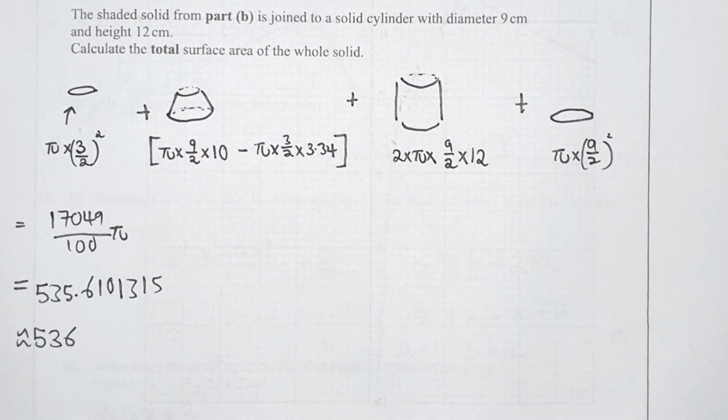As for section C, they wanted the surface area of the whole solid. So first we have pi times 3 over 2 square, which is the top of this shape. Then we have the curved surface area, which is pi times 9 over 2 times 10 minus pi times 3 over 2 times 3.34. Then you will get the curve of this shape. Then plus the solid, which is 2 times pi times 9 over 2 times 12, plus the base, which is pi times 9 over 2 squared. After correcting your answer to 3 significant figures, you should get 536.